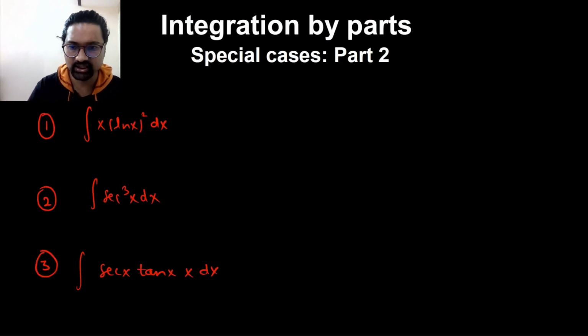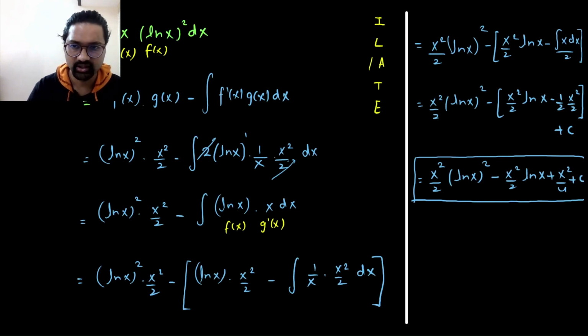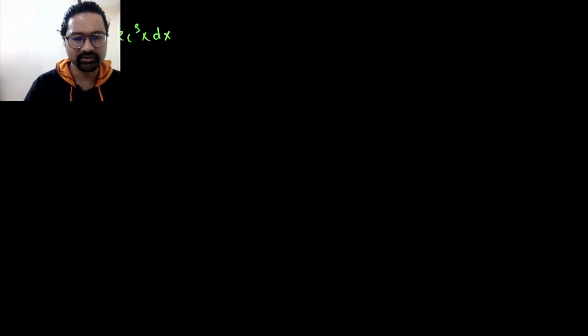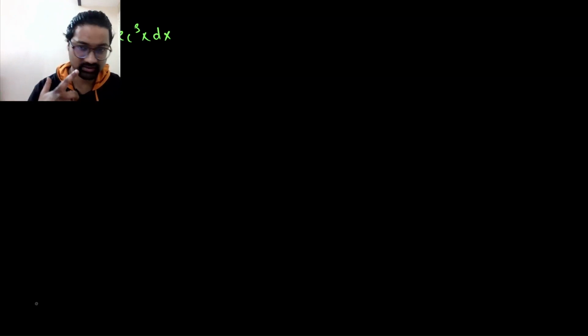What's the second question? Integration of sec cube x dx. Okay, so once again, this is a special case. And why is this special? Because integration by parts is usually a multiplication of two functions. That's one thing. And second is, they're of different families. But here, definitely it's not of different families. It's just sec cube x.